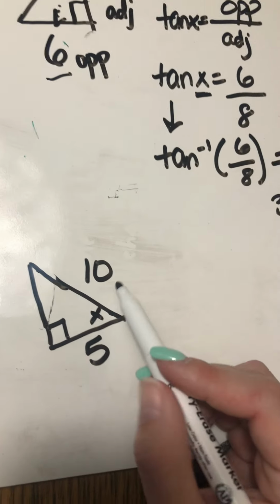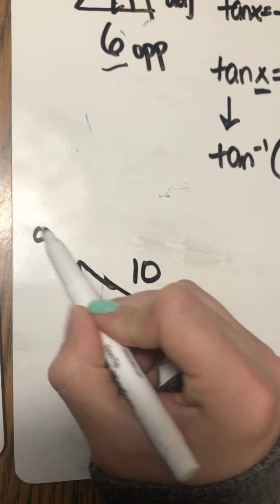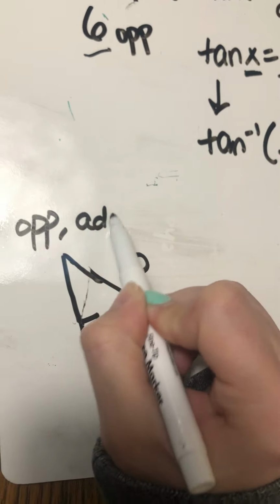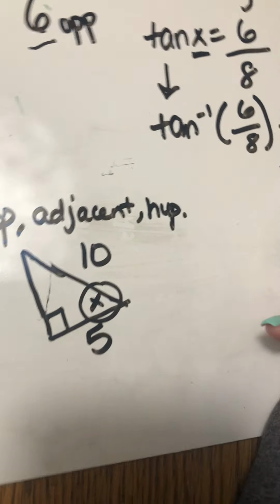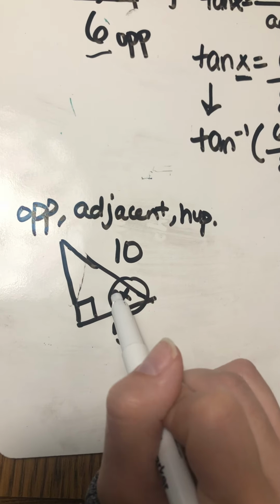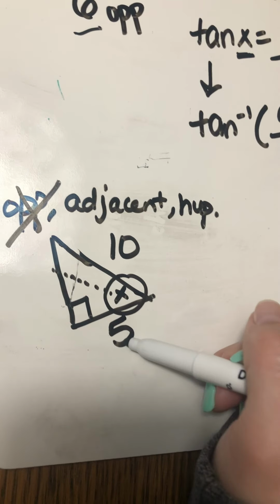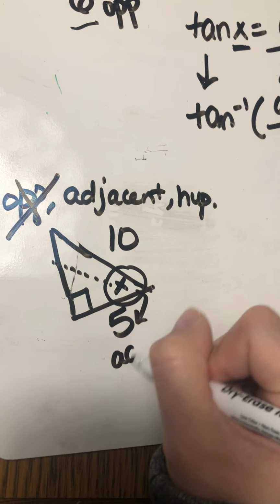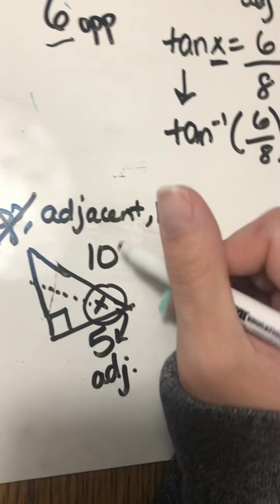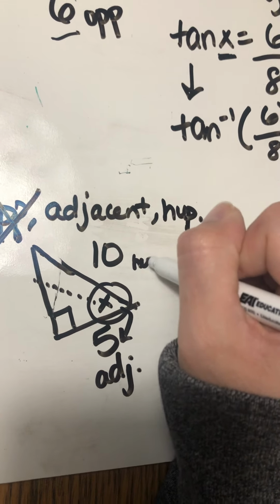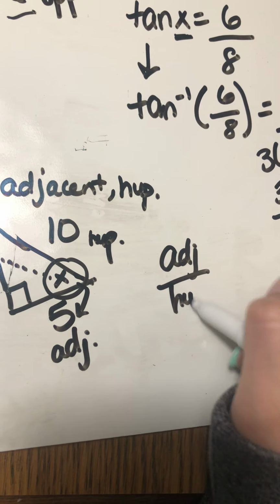So again, you're saying to yourself, in relation to x, what do we have? My options are opposite, adjacent, or the hypotenuse. Do I have the opposite in relation to x? No, I don't have it. Do I have adjacent? Yes, right next to. You can just put A if you want. Do I have the hypotenuse? Yes, it's 10. So what I'm using is the adjacent and the hypotenuse.